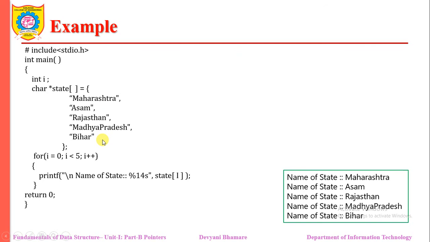So this is the example of how we display a collection of strings by using pointers, that is, an array of pointers to the particular strings. Like this, we get this output.